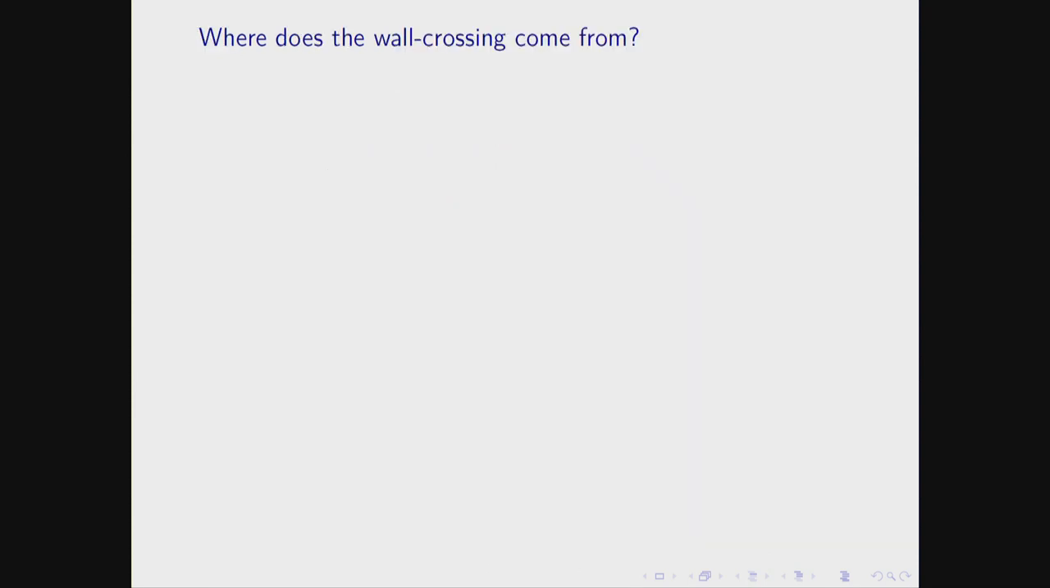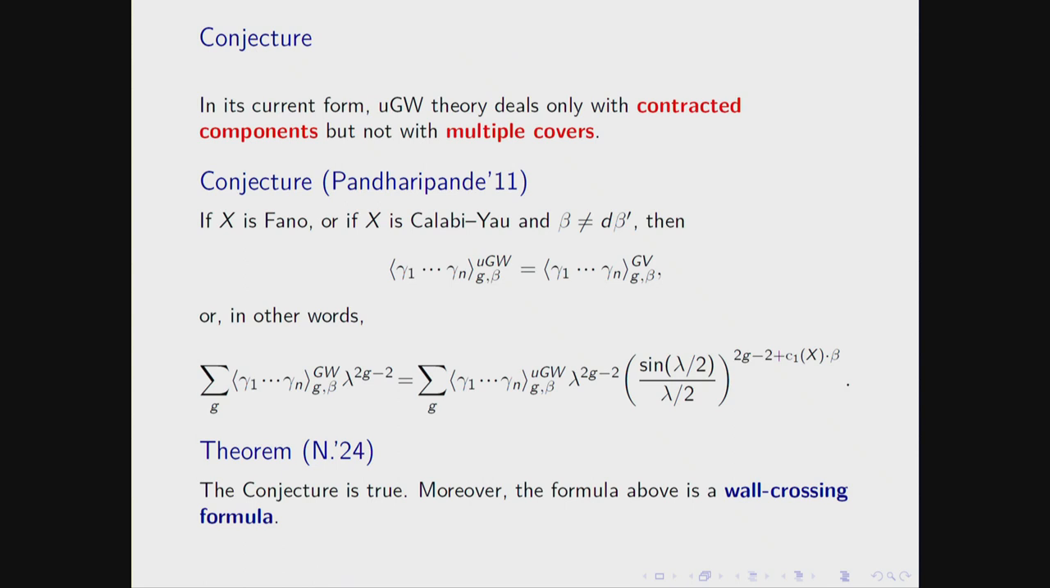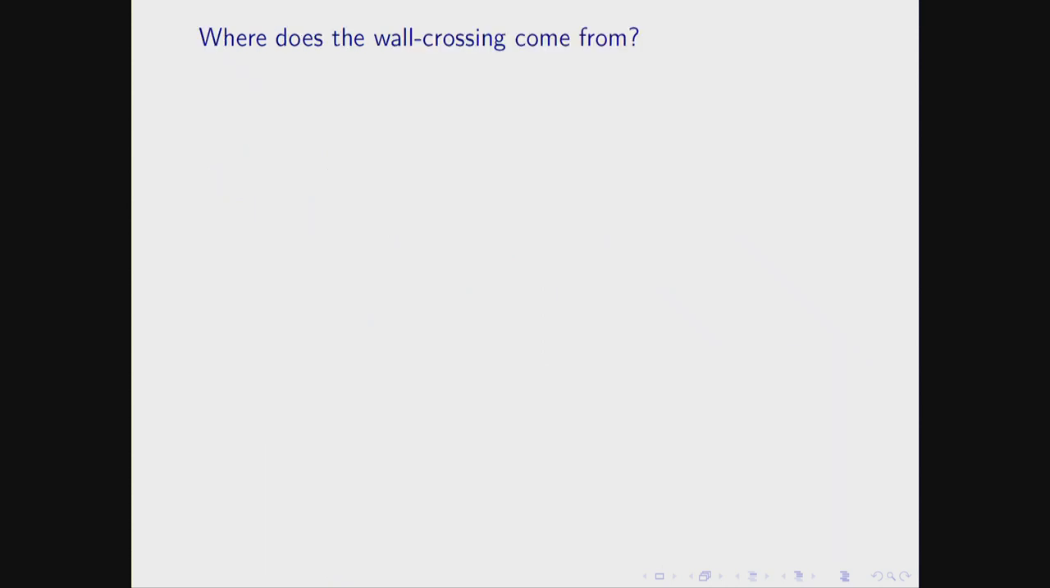So where does the wall crossing come from? And what does it actually mean? I'll explain now how we prove this theorem, how we show this identity, in particular how we prove that unramified Gromov-Witten invariants are equal to Gopakumar-Vafa invariants using this wall crossing technique. So where does the wall crossing come from?